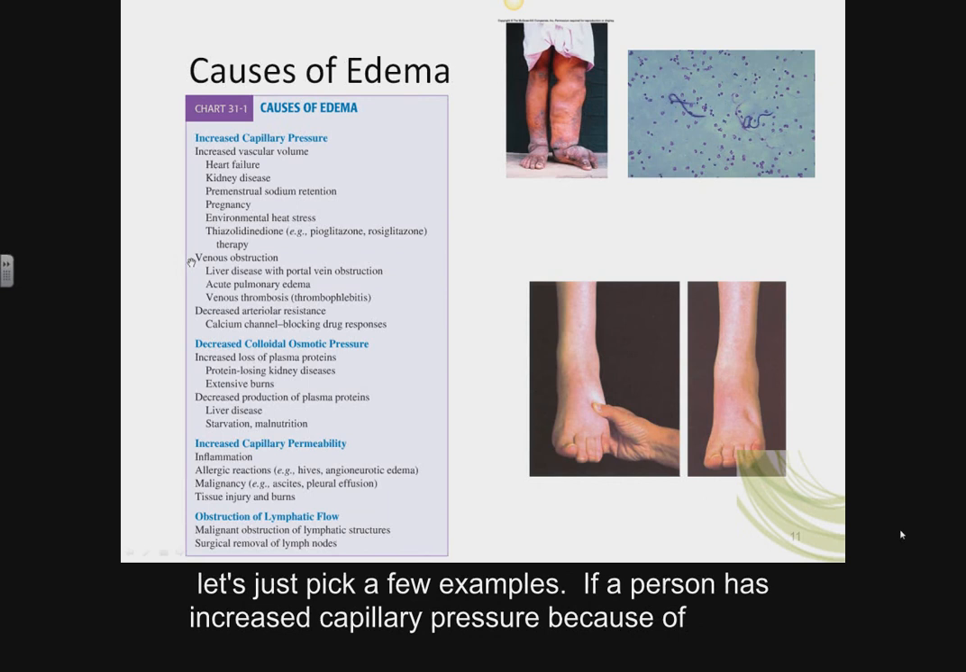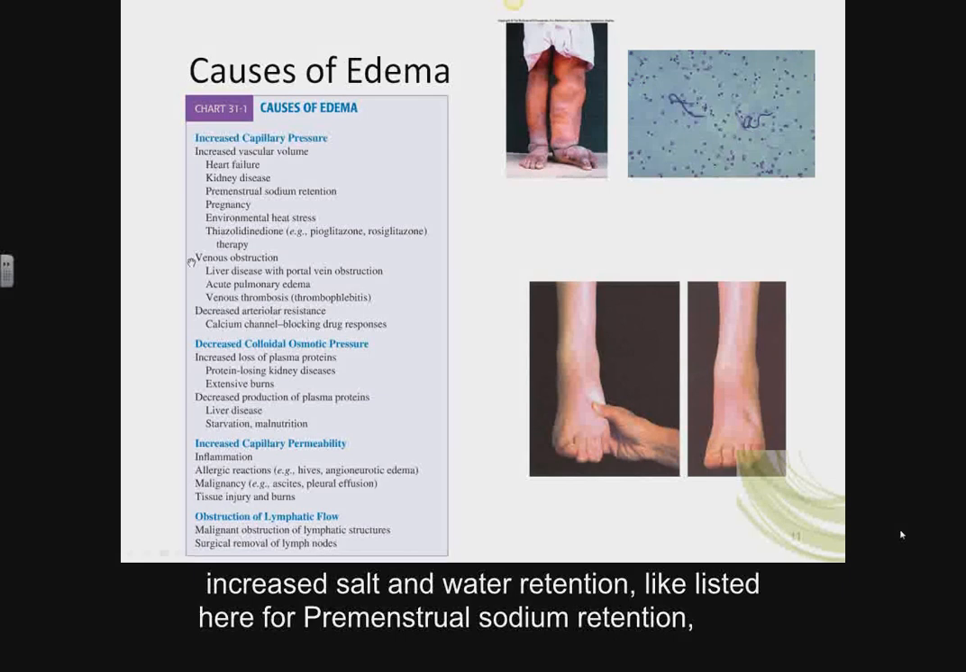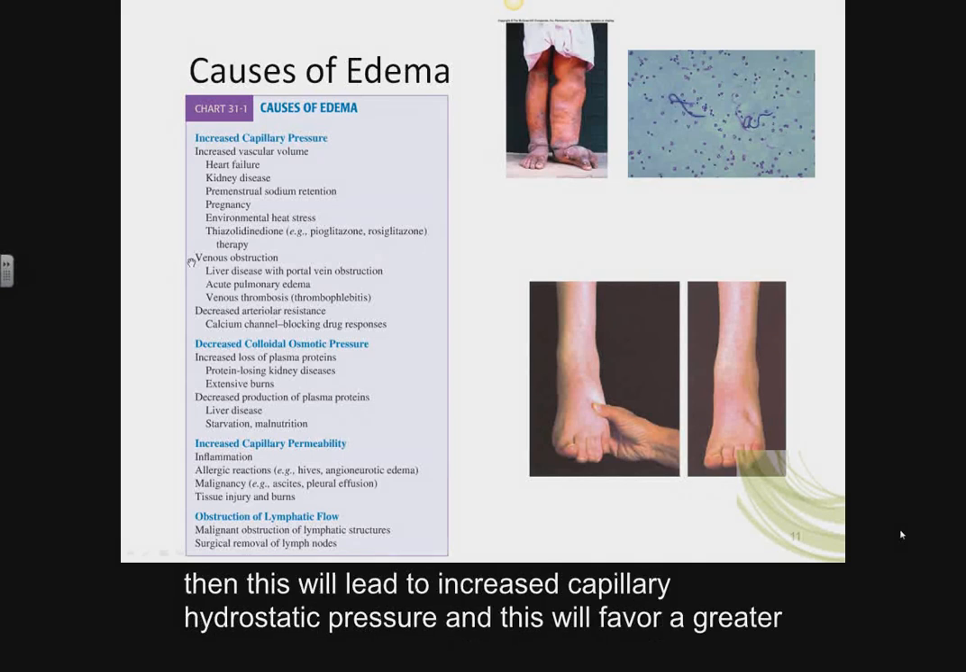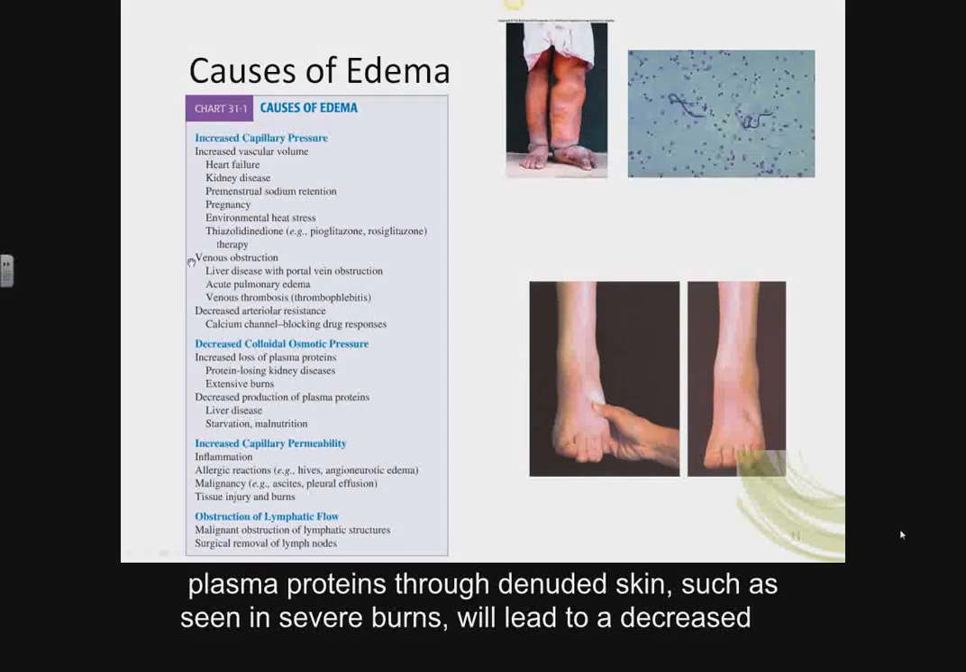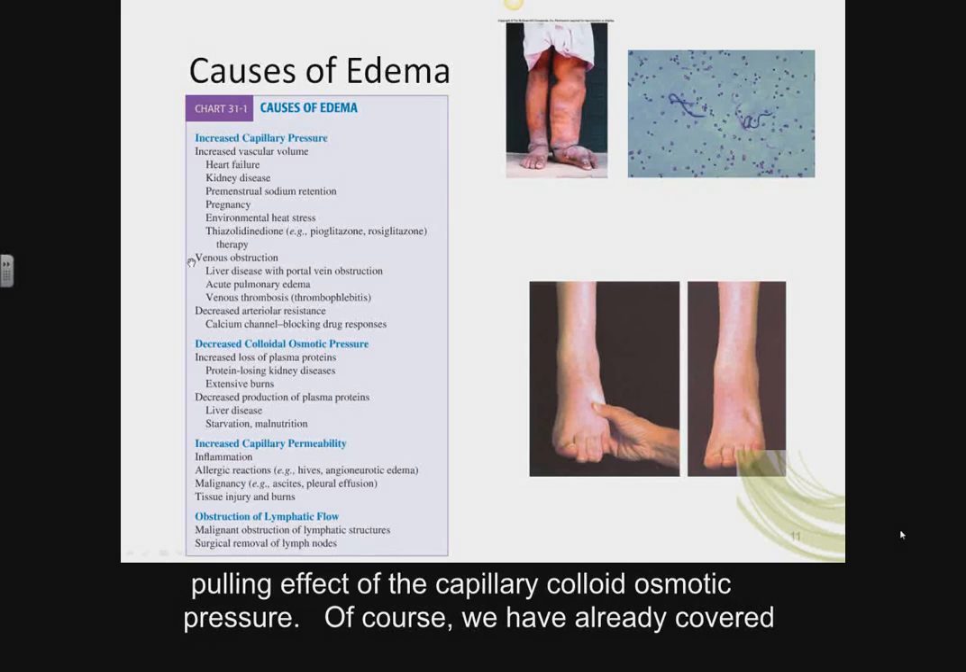If a person has increased capillary pressure because of increased salt and water retention, like listed here for premenstrual sodium retention, then this will lead to increased capillary hydrostatic pressure, and it will favor outward flow of filtrate from the capillary into the interstitial space. This is the reason why women complain of being bloated when they are premenstrual. Loss of plasma proteins through denuded skin, such as seen in severe burns, will lead to a decreased pulling effect of the capillary colloid osmotic pressure.